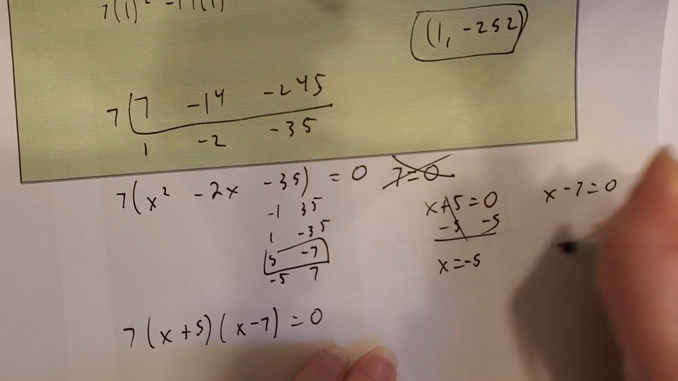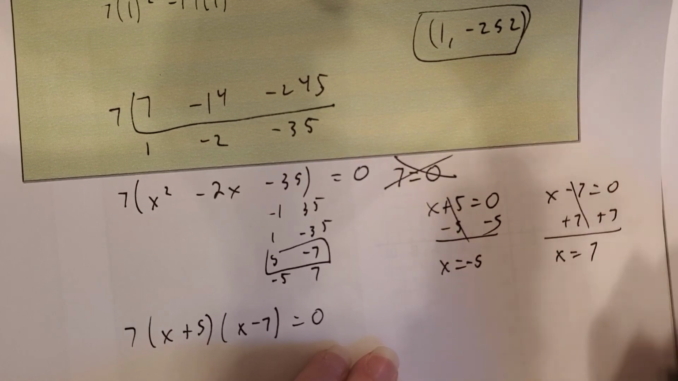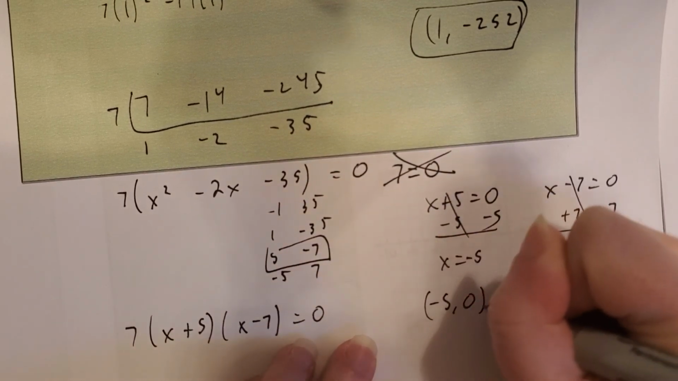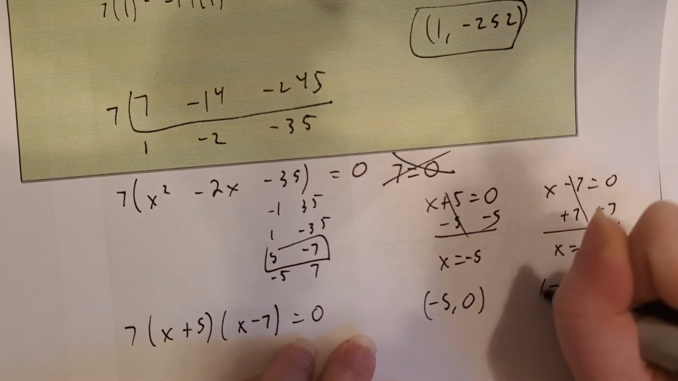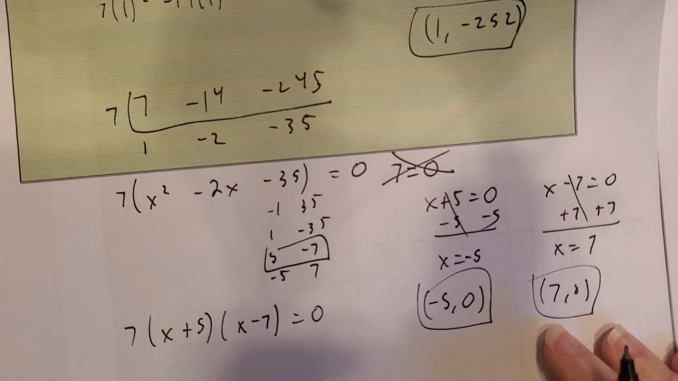So x is -5 and x is 7. But again, these are x-intercepts, so they're ordered pairs. So (-5, 0) and (7, 0) is a slightly more accurate answer because of what the question is actually asking. Okay?